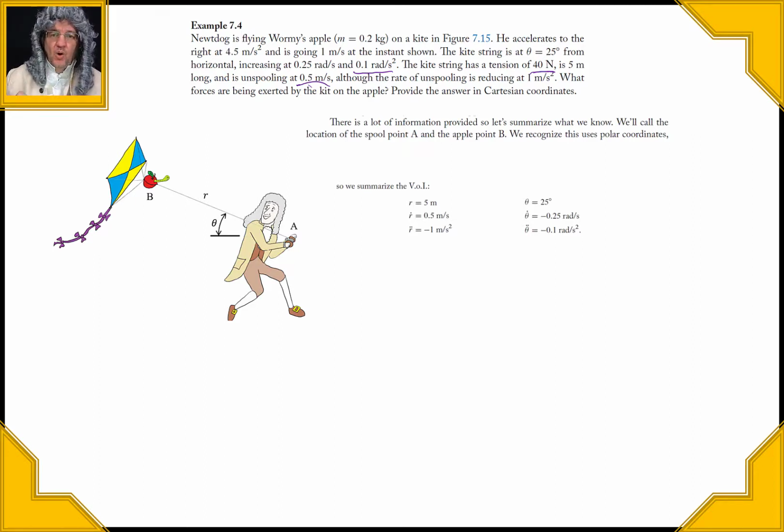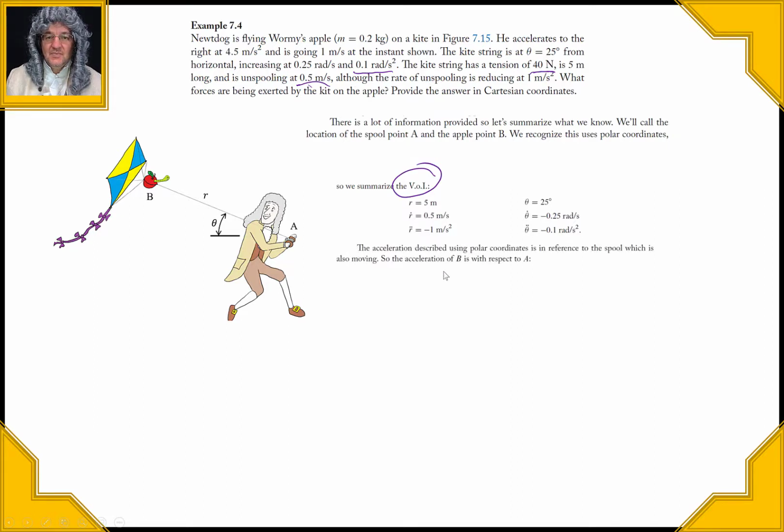We know that there's a lot of polar information here, so we want to summarize what the variables of interest are. We've been presented with that in the problem, and getting the correct signs in there. I decided to make positive counterclockwise right here. So that means, because it's going clockwise, that we're going to make that negative. We also, it's slowing down, so our double dot is negative. The acceleration is described in polar coordinates, and it's referenced. So this spool is really the reference point for those polar coordinates.